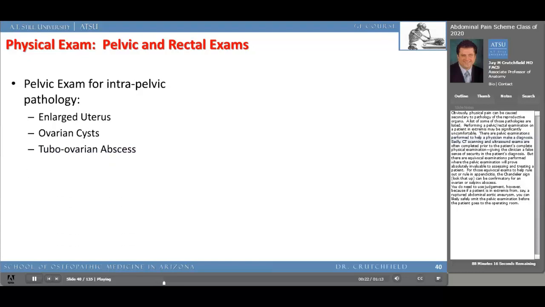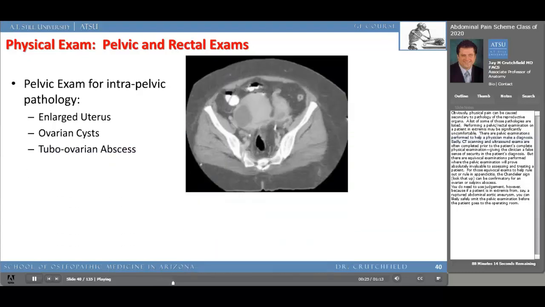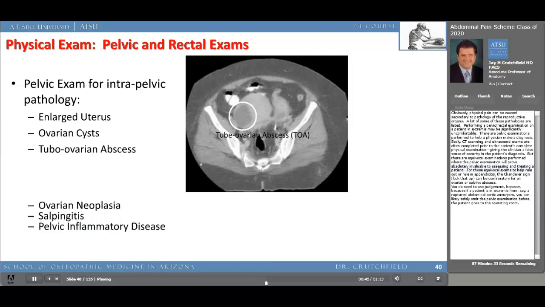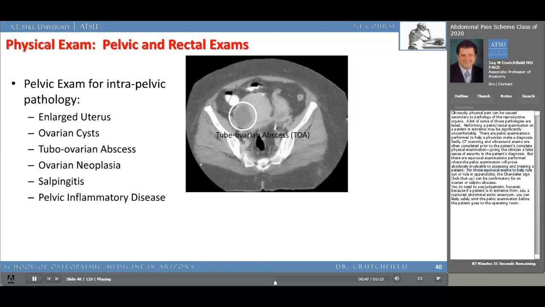For those equivocal exams to help rule out or rule in appendicitis, the chandelier sign, look that up, can be confirmatory for an ovarian or a salpingeal abscess. You do need to use judgment, however, because if a patient is in extremis, for example, from a ruptured abdominal aortic aneurysm, you can likely safely omit the pelvic exam before the patient goes to the operating room. It does require use of some common sense.